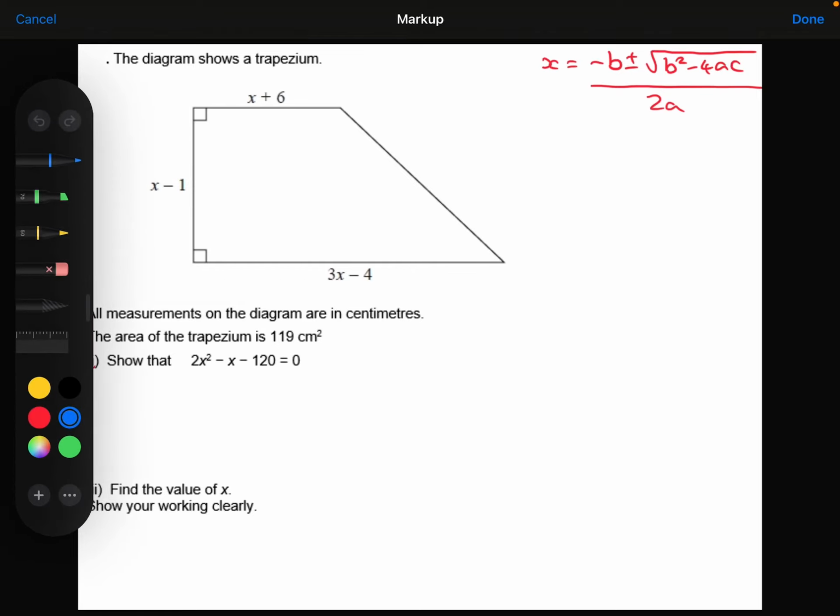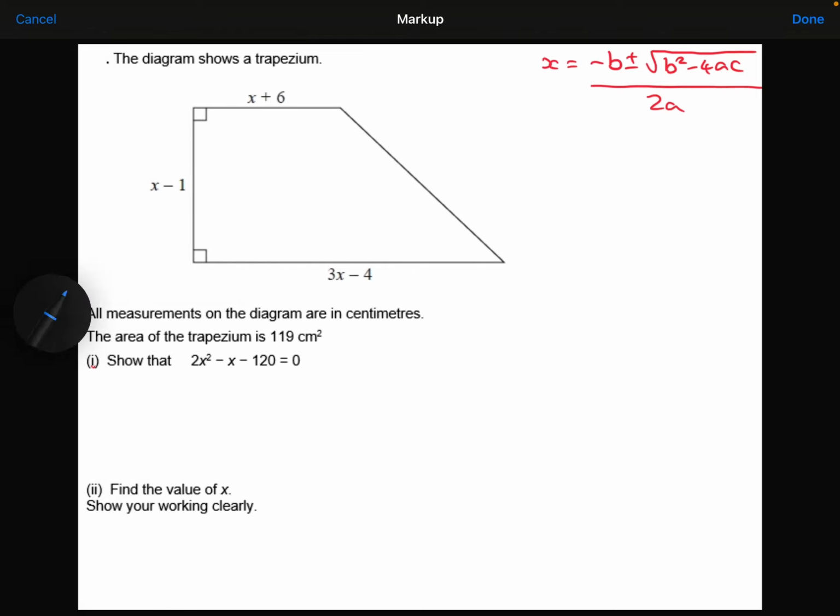The diagram shows a trapezium. All the lengths are given in centimetres, and we're told that the area of the trapezium is 119 centimetres squared. Part A says to show that 2x squared minus x minus 120 is equal to 0.